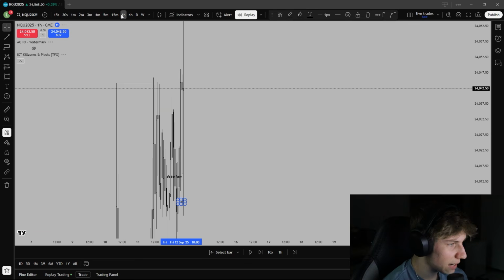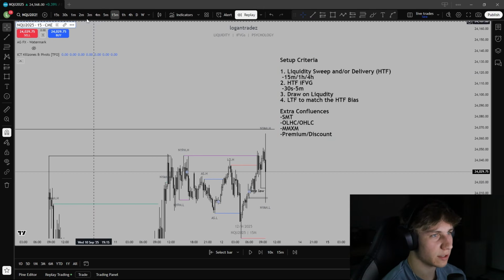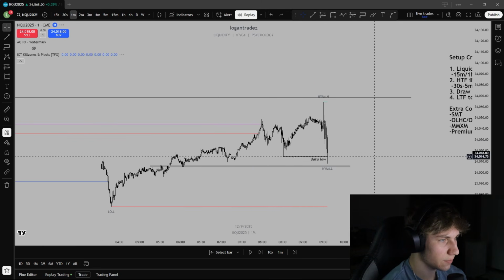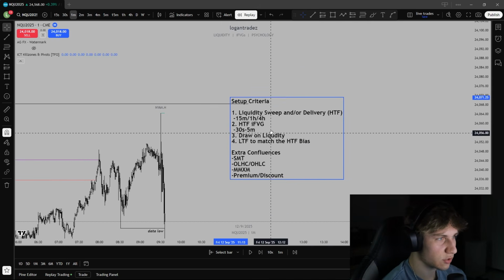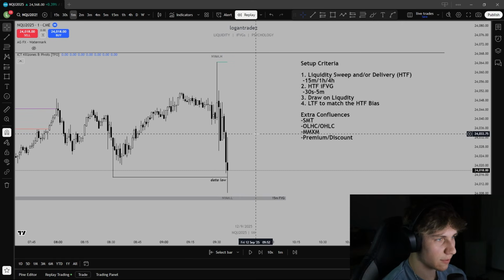Did we tap it? Is there an hourly there? No. Okay, so we're delivering off the 15-minute, right? So we have our higher time frame delivery. We have our higher time frame liquidity sweep as well, which is that data low, and then some of the lows to the left as well. So right now, so far, we're inside of our criteria.